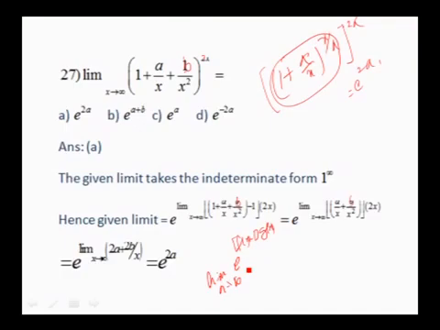So it is 1 plus a by x plus b by x square minus 1, into 2x. If you simplify this, a by x plus b by x square into 2x, if you multiply by 2x, you get 2a plus 2b by x. As x tends to infinity, this 2b by x tends to 0. So the answer is e to the power of 2a.